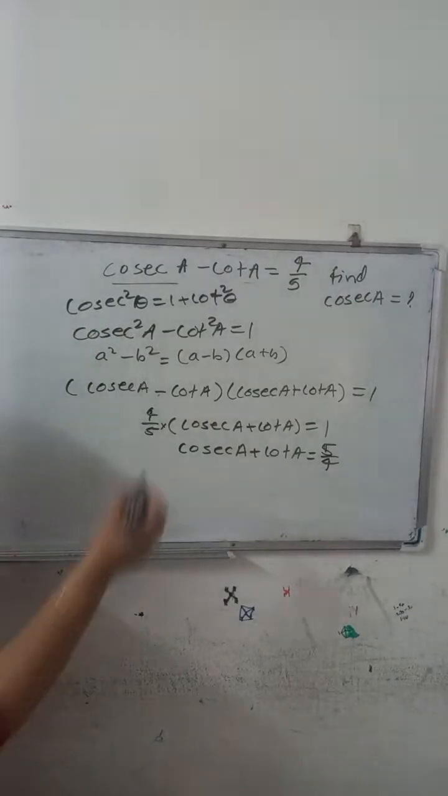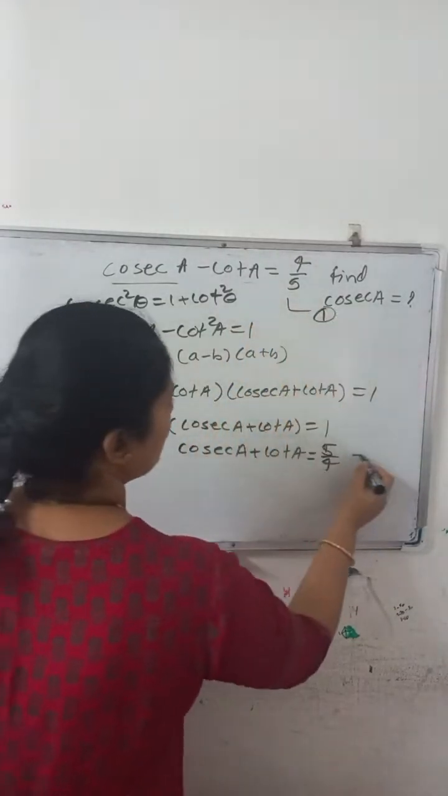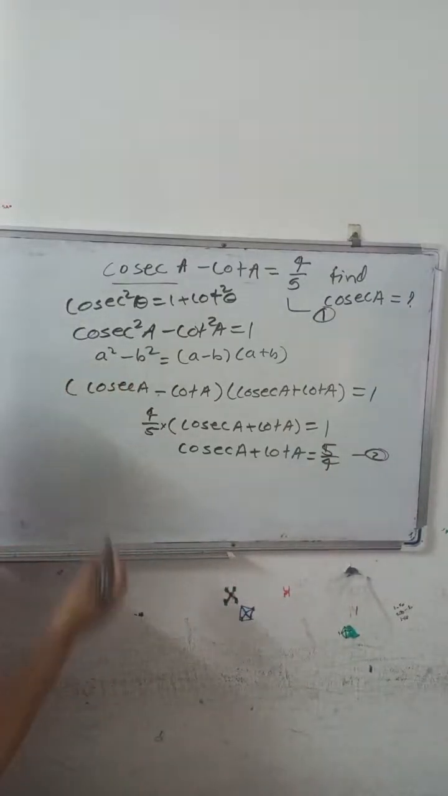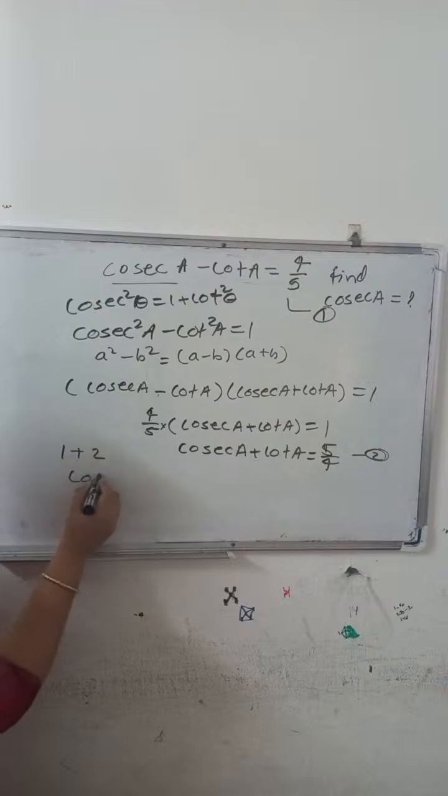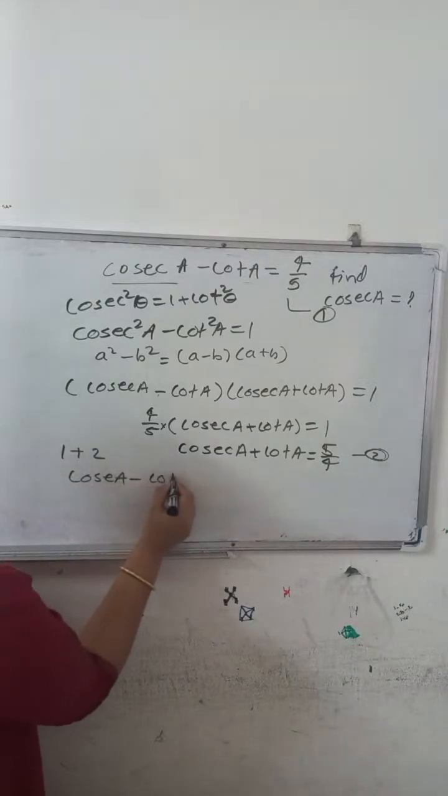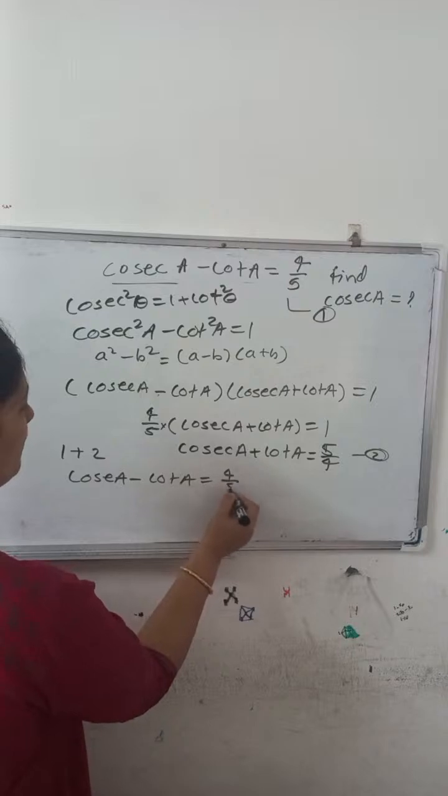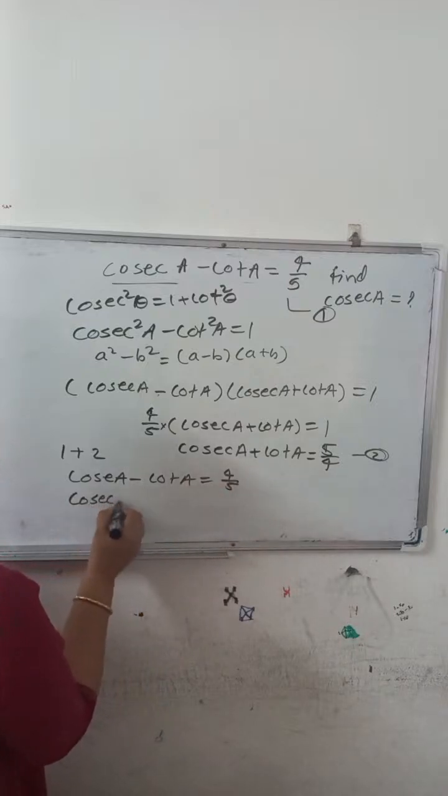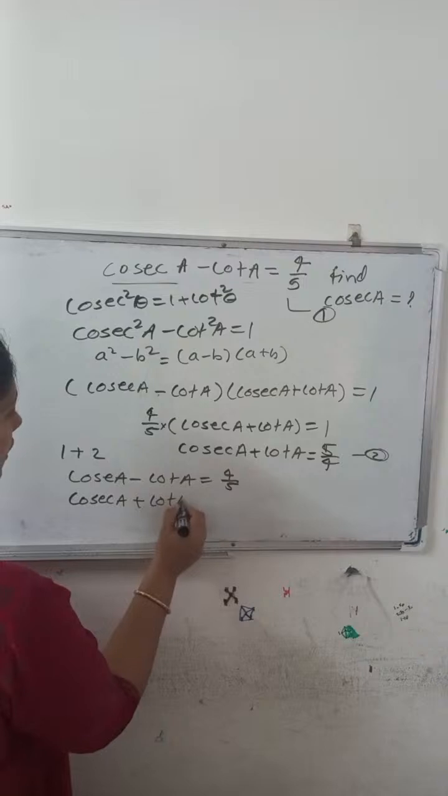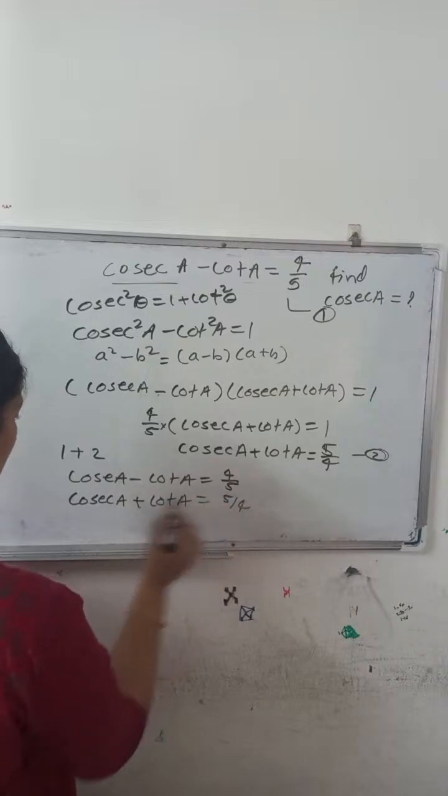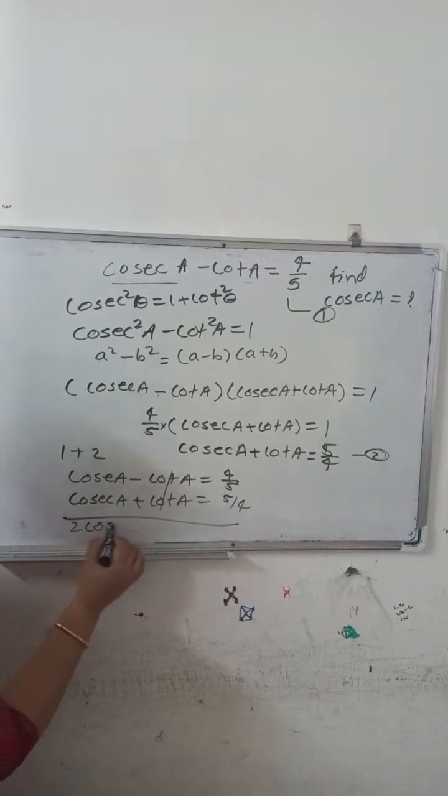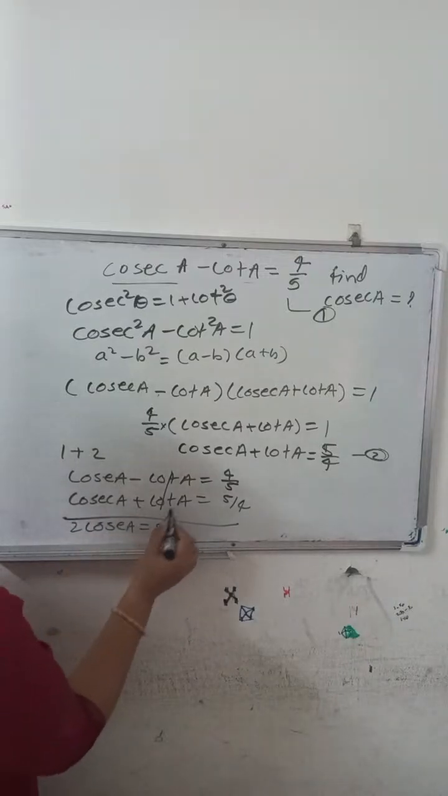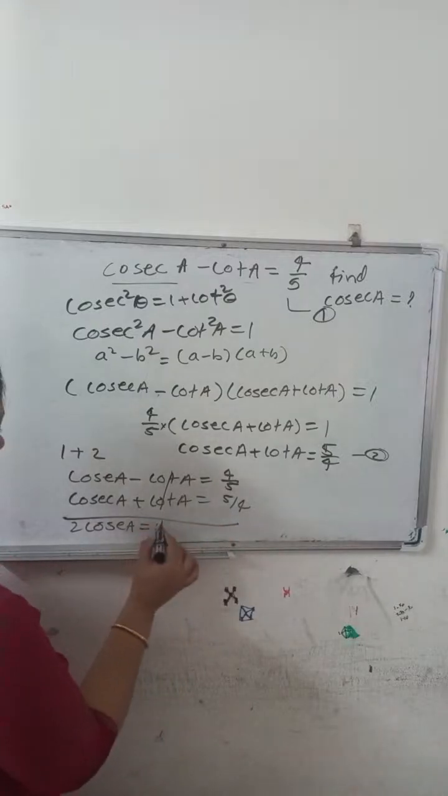Suppose I am taking this as equation number 1 and this as equation number 2. Can I add 1 and 2? So here cosec a minus cot a is equal to 4 by 5, and here we can write cosec a plus cot a is equal to 5 by 4. Add these; the cot a terms get cancelled, and cosec a is nothing but the addition 4 by 5 plus 5 by 4.